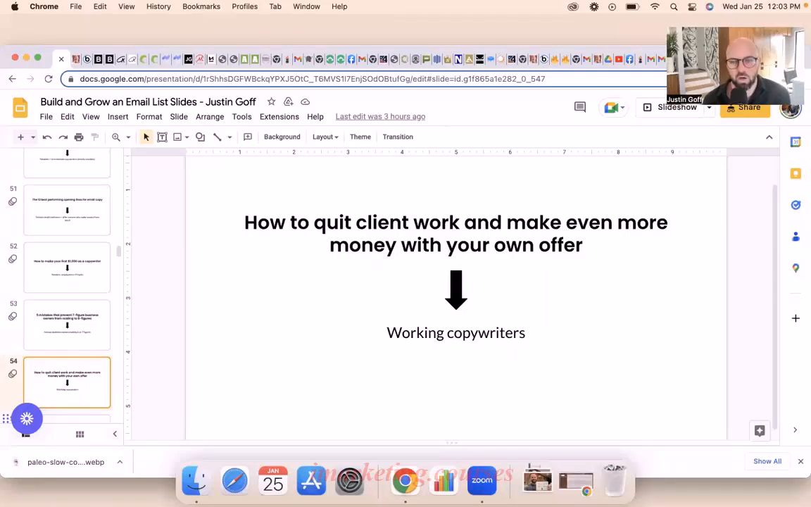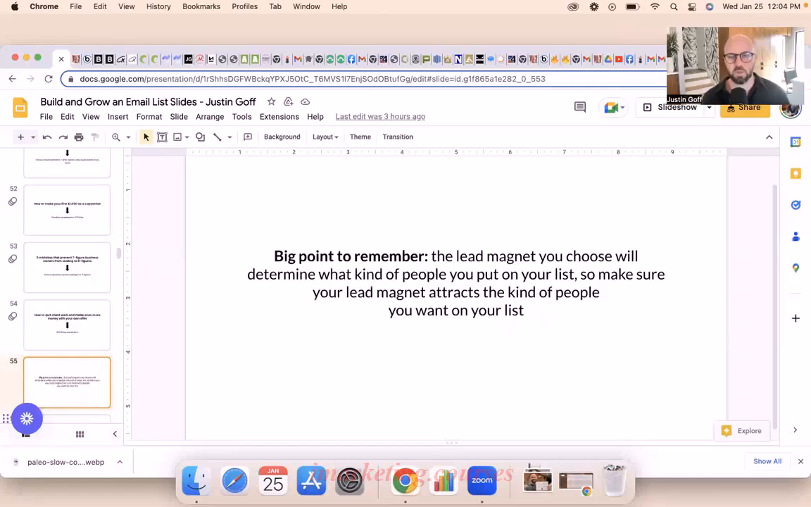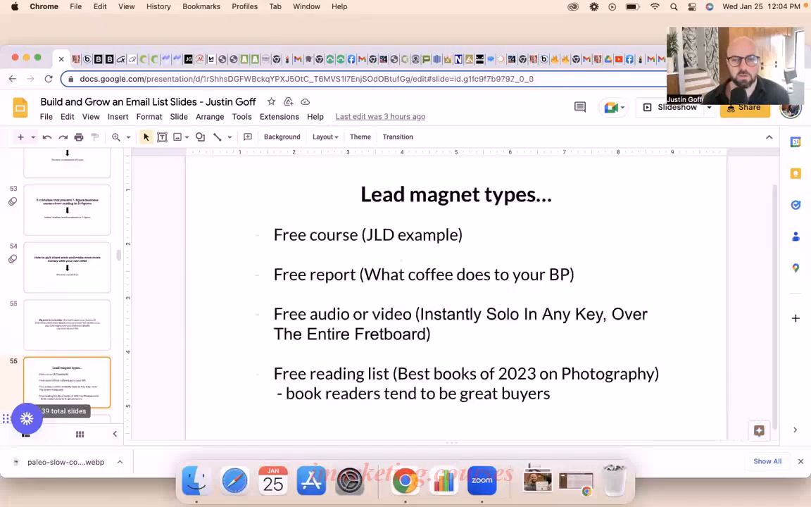How to quit client work and make even more money with your own offer. If you put out an offer like this for copywriters, so many working copywriters hate working with clients, and this would really appeal to them. So you would attract actual working copywriters and not biz op seekers. So big thing to remember, the lead magnet you choose is going to determine what kind of people you put on your list. So make sure your lead magnet attracts the kind of people you want on your list.